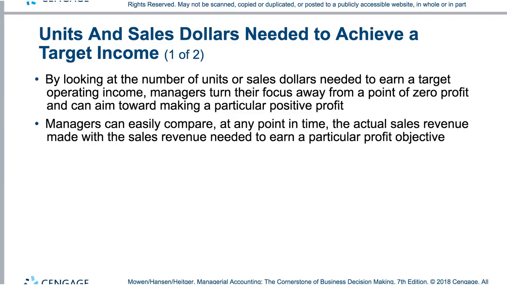Okay, so the next topic we are going to deal with here is figuring out how to use this kind of analysis to achieve a particular target income. So we've calculated break even with a target income of zero, up one side and down the other. And now we're just basically going to apply the same techniques and the same thought process to figuring out how much we need to sell in order to make our profit objectives for the year.